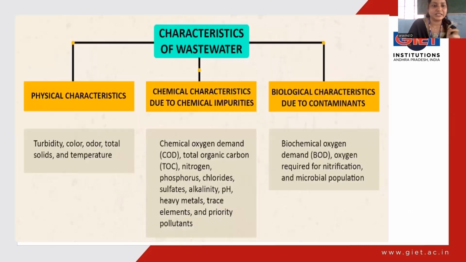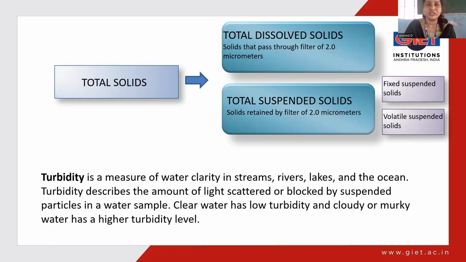And turbidity. Turbidity is one more physical characteristic. Turbidity is nothing but water clarity in the streams, rivers, lakes, and the ocean. Just now we saw an example of taking a water sample in a beaker and allowing the light to pass through it. What is happening? The light that enters the beaker and the light coming out is not the same. Definitely, some of the light is getting reduced. This is happening because of the suspended particles present in the water sample.